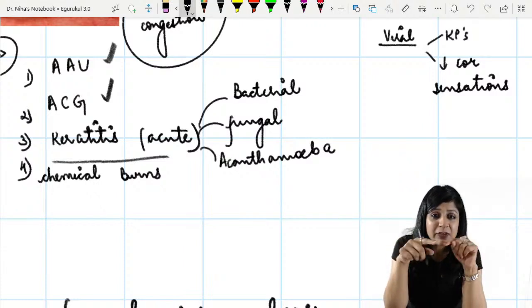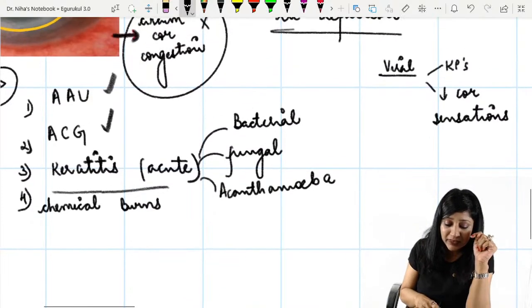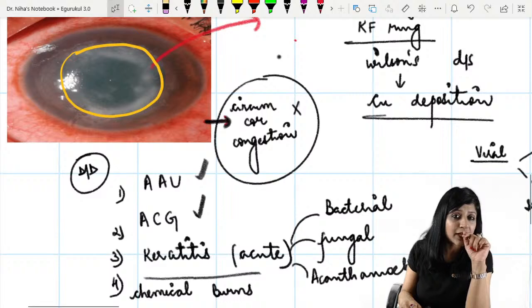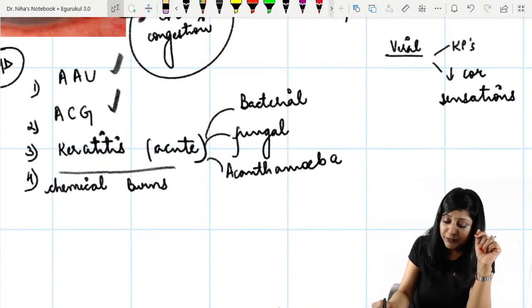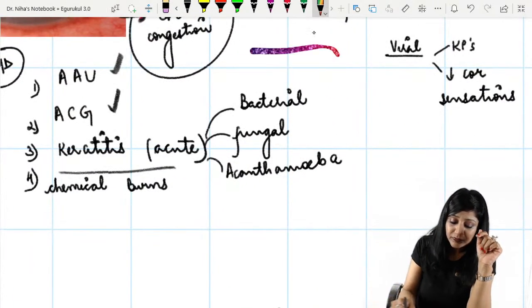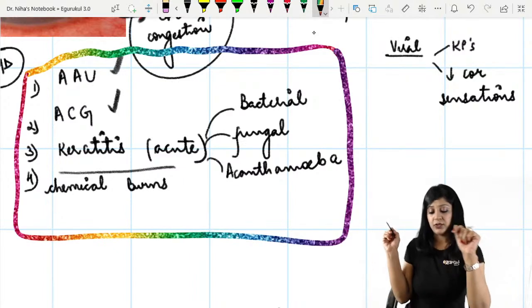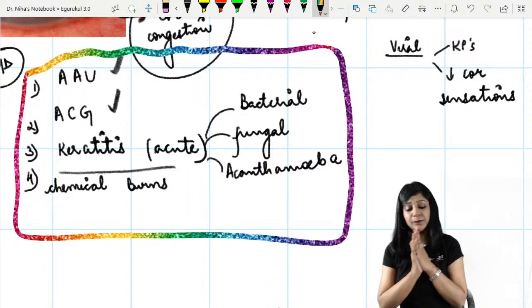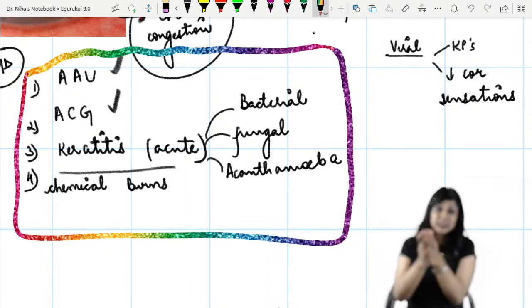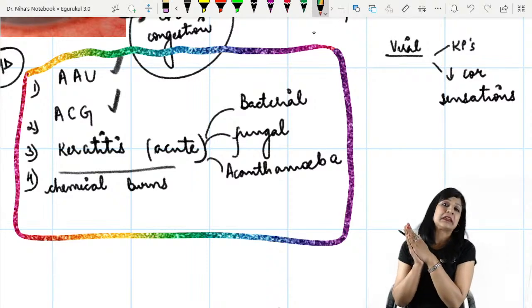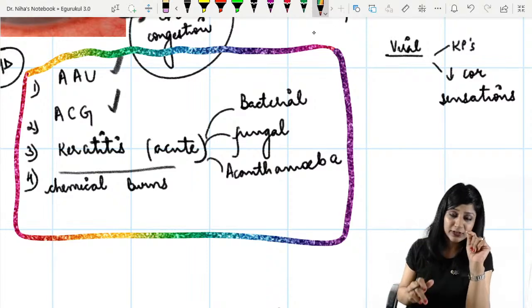Now your life will become easy. Something out of these 4 things only is the diagnosis which is given in the image. So now, is it uveitis, is it glaucoma, is it keratitis, or is it a chemical burn, right? You have to find out that.